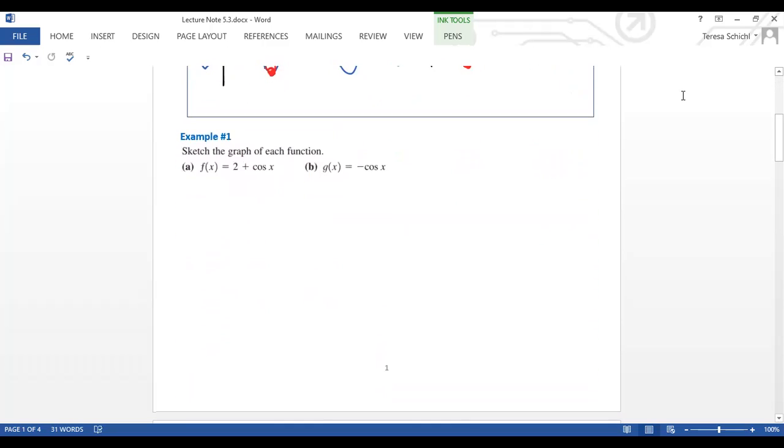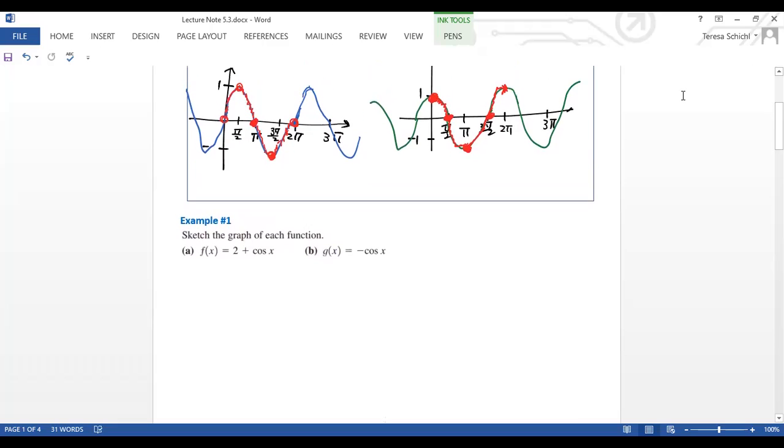Now they say to sketch the graph for each function. Let's take a look at the first one.